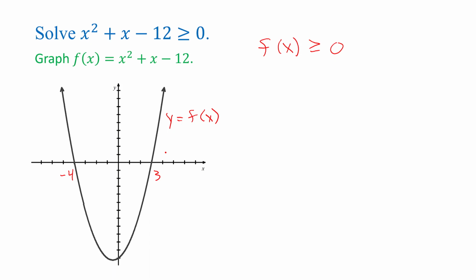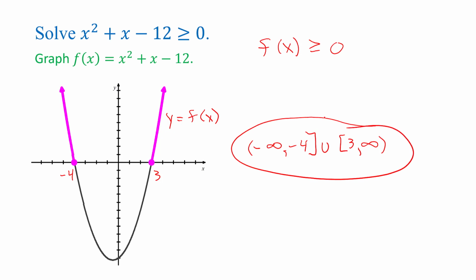So if we're looking for where f of x is greater than or equal to 0, we're looking for where our y values are either greater than 0 or where our y values are equal to 0. That occurs when my graph is either above the x-axis or on the x-axis. So if you look at this shaded area here, we can see that f of x is greater than or equal to 0 from -infinity to -4, including -4, union from 3, including 3, to infinity. So this would be the solution.